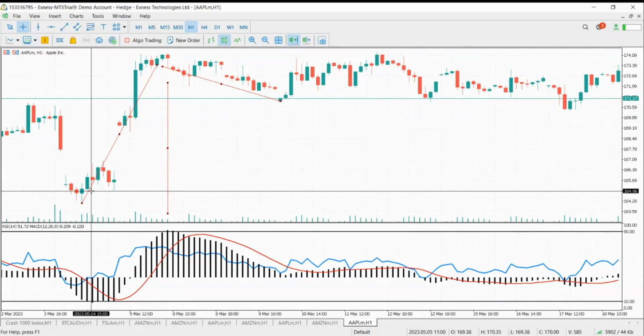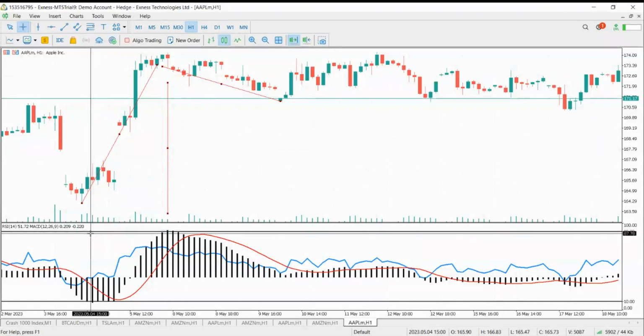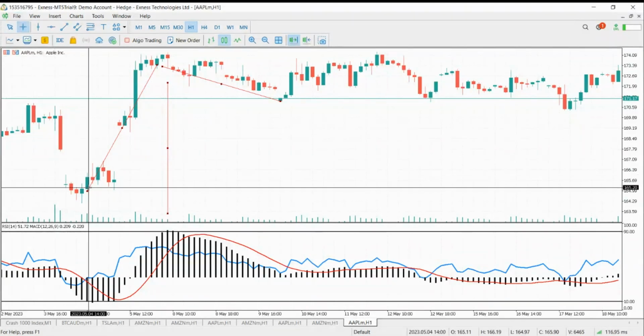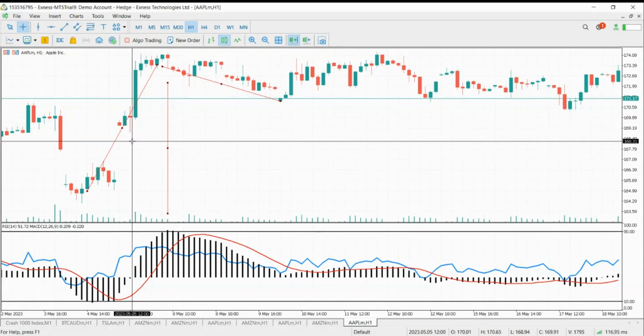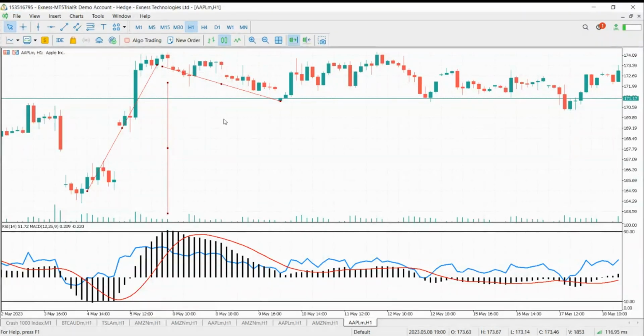If you trace it downwards, you can see how perfect this strategy is, guys. Take a look at that. Very powerful strategy for you to make profit daily on the stock market.